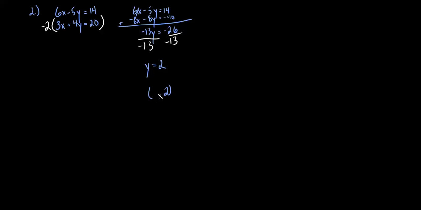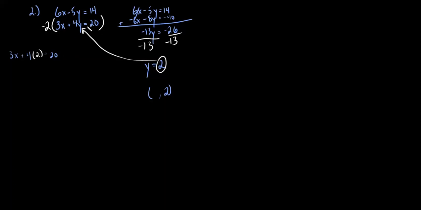Now I just got to figure out what x is. And to get that, I just need to use some substitution, okay? So I need to take this 2 for y and substitute it into either of these two equations. I'm going to go ahead and substitute it into the second equation here. So I'm going to have 3x plus 4y, which I just found is 2, is equal to 20. Notice I'm using the original equation, not the altered one.